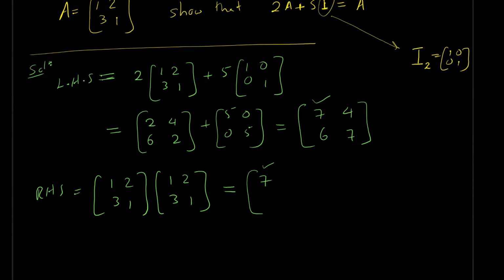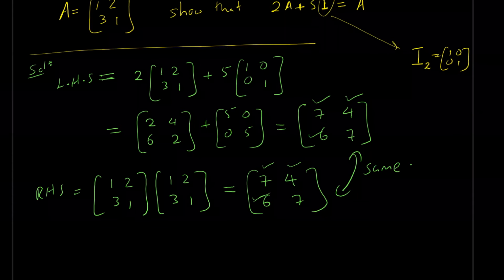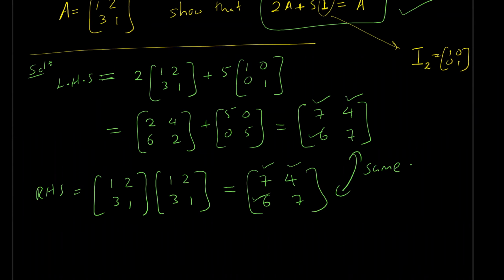And first row with second column, 1 and 2, 2, 2 and 1, again 2, so 4. See, I got that. Second row first column, 3 and 1, 3, 1 and 3, 3, 3 and 3, 6, good, I got that. And last one, let's see, 3 and 2, 6, 1 and 1, 1, 7. See, I got all four. These two are same, so we have proved this one. Okay.